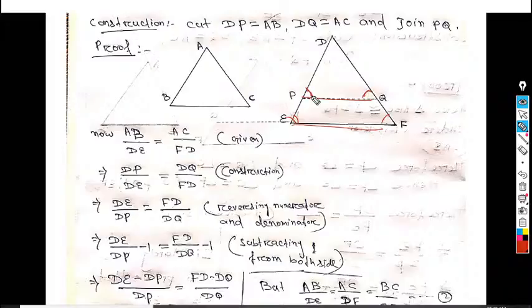Okay. Then what we will do? We will make triangle DPQ and triangle ABC congruent. Yes, we can, because two sides are equal. If we make some arrangement so that some of the angles or all the three sides will be equal, then these two triangles will be congruent. So let's start and see how we are going to solve this.